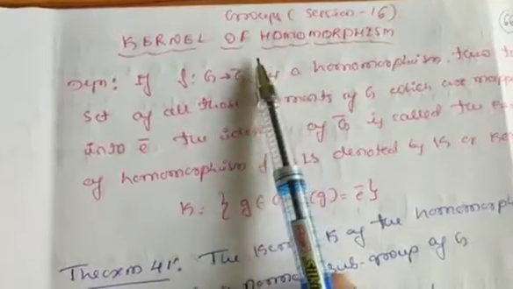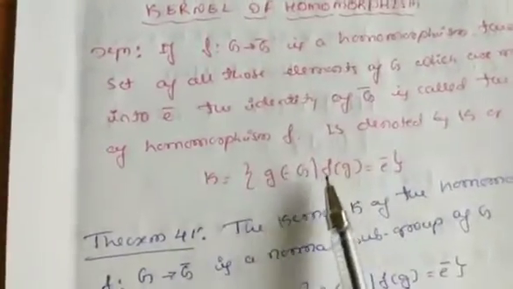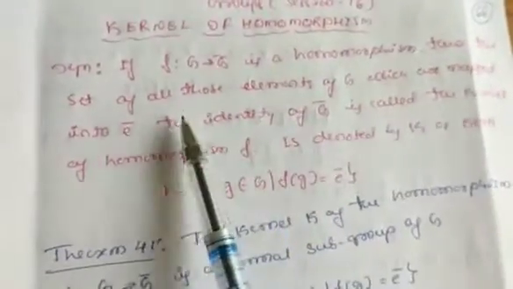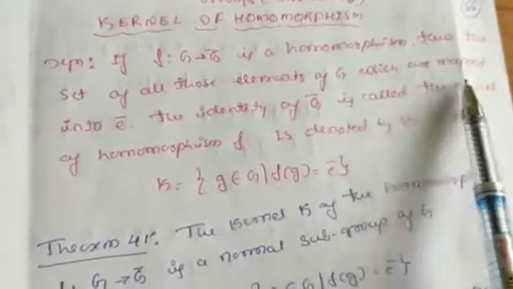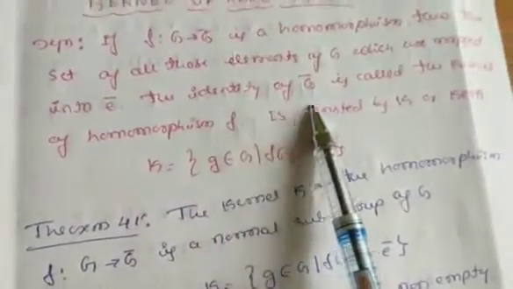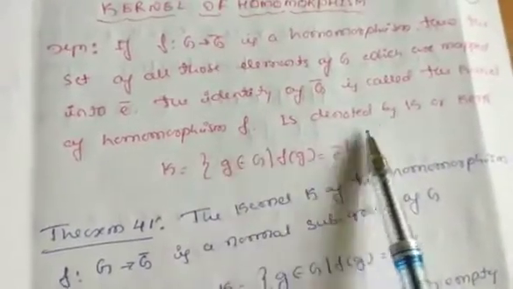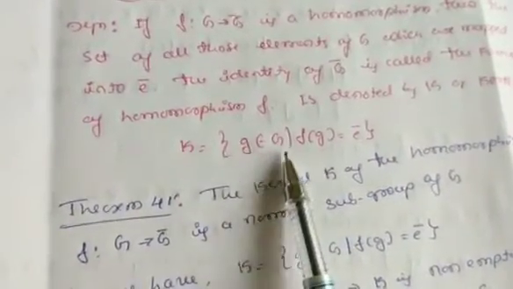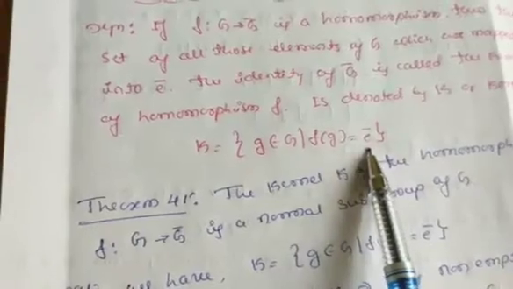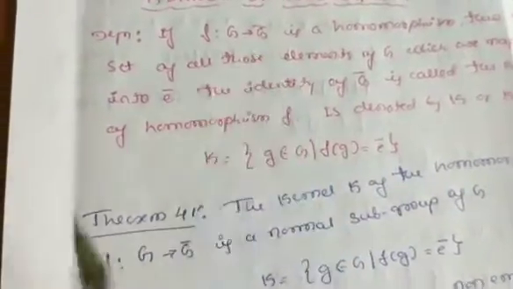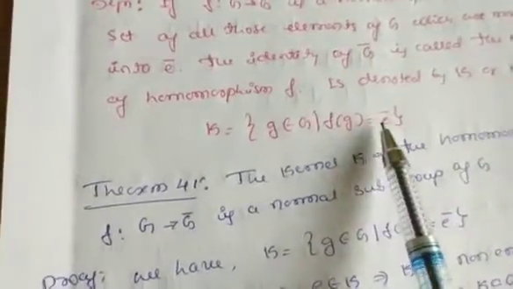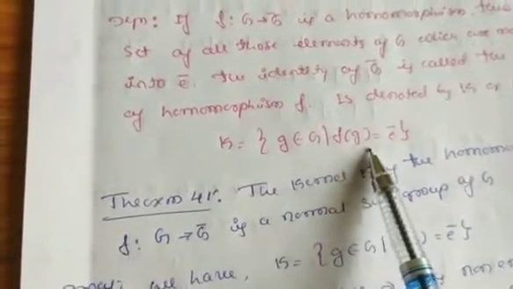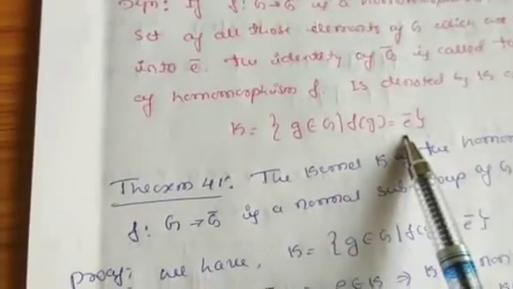In this session we are going to study the kernel of a homomorphism. First let us take the definition. If a function f from G to G bar is a homomorphism, then the set of all those elements of G which are mapped into e bar, the identity of G bar, is called the kernel of homomorphism f and is denoted by K. That is, K is equal to g which belongs to G such that f of g is equal to e bar, where e bar is the identity element of the set G bar. That is, it contains the elements of G whose images are mapped to the identity element of G bar.